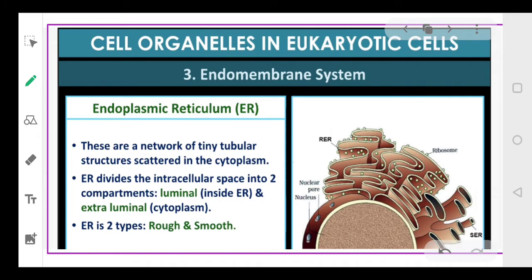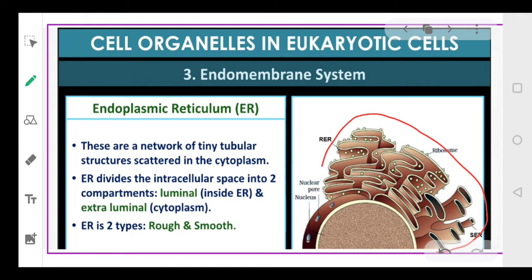Now coming to the endoplasmic reticulum first. Let's understand what the endoplasmic reticulum is. See, students, electron microscopic studies of eukaryotic cells have revealed that the endoplasmic reticulum, just look at the picture, this complete structure is your endoplasmic reticulum.